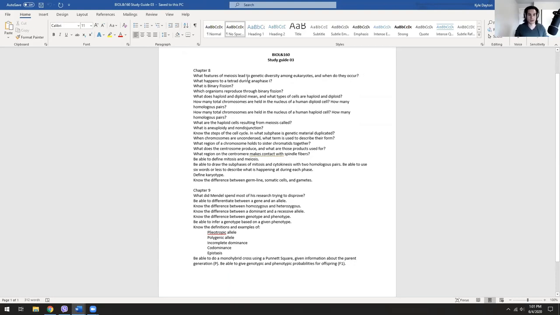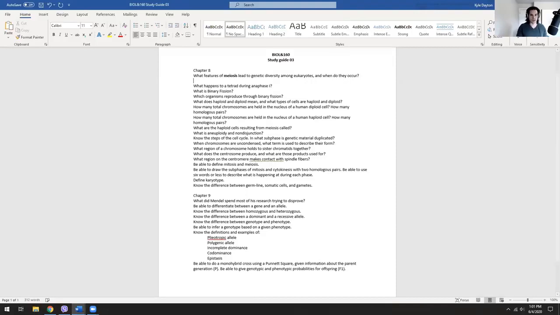Okay, so what features of meiosis lead to genetic diversity among eukaryotes, and when do they occur? So we remember that there were two things that were normal events that happened during meiosis. So we're discounting mutations. Those are kind of abnormal events. Those are things that we haven't really programmed to happen. But the two things that lead to genetic diversity that are programmed into meiosis are crossing over.